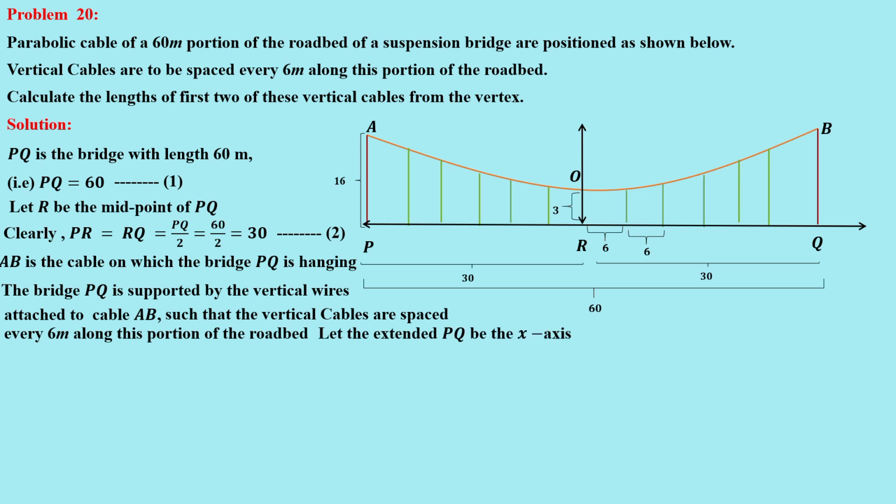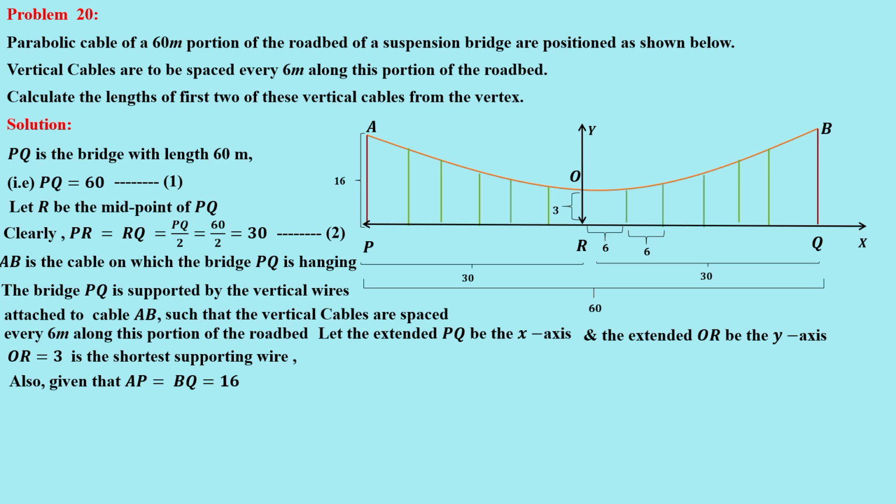So let the extended PQ be the x-axis. Let us take PQ as the x-axis and the extended OR, the center vertical line, that extension line is the y-axis. This is x, this is y. OR is equal to 3 is the shortest supporting wire, and that is what they have given. Also given that AP is equal to BQ is equal to 16.